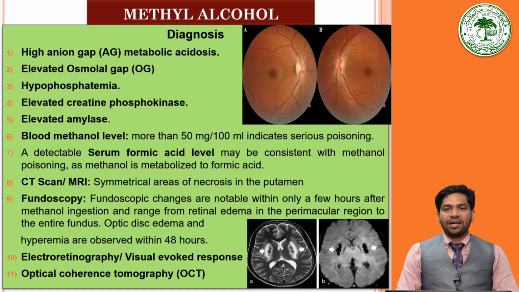CT scan and MRI are of good value as they will show symmetrical areas of necrosis in the putamen of the brain and are the classical findings seen in cases with acute lethal methanol toxicity. However, these findings are also present in other conditions and so they are not pathognomonic of methanol poisoning. As you can see here in the picture of the MRI of the brain, the putamen necrosis is bilateral. So this is suggestive of methanol poisoning.